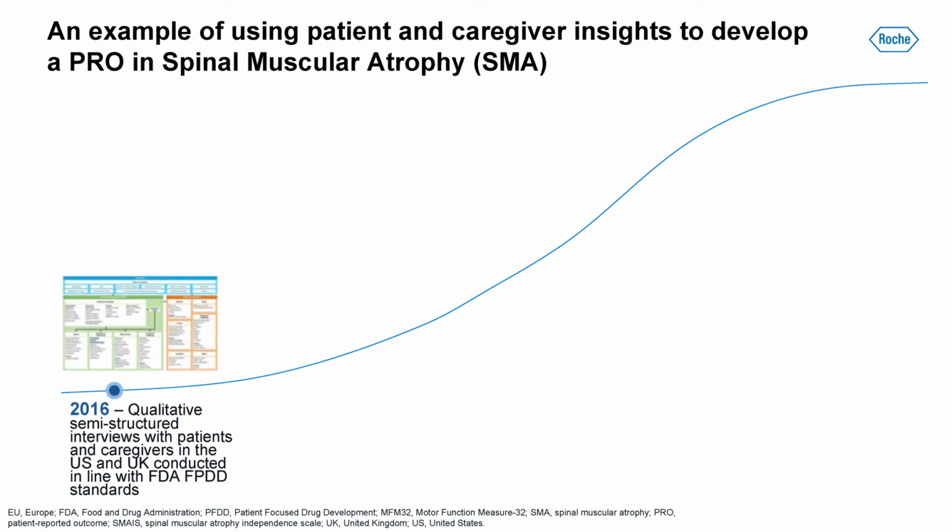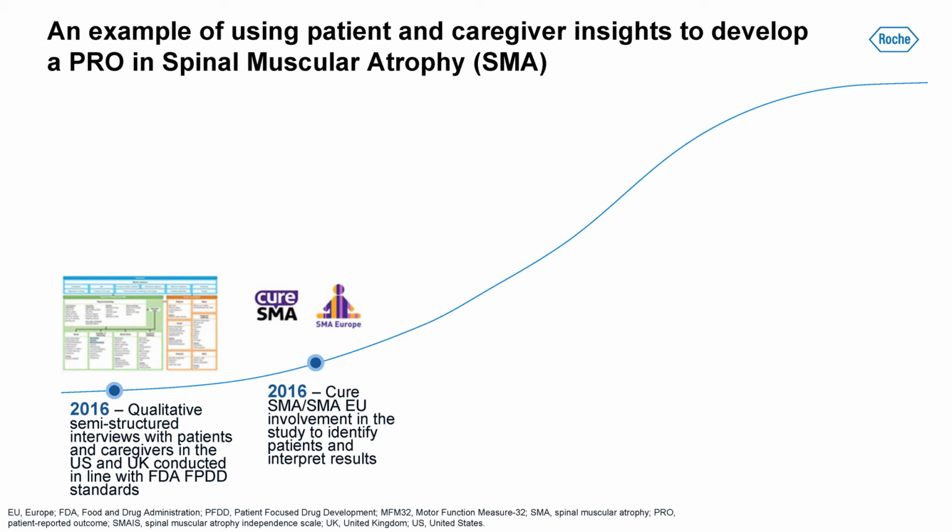It started with qualitative semi-structured interviews with patients and caregivers in the US and the UK. What you can see there in the small icon is the result of this work, which was the development of a conceptual model. A conceptual model is a visual depiction of the disease experience that comes from the patient perspective, so the symptoms and impacts that are experienced. This work involved other industry collaborators, clinical experts, and also patient advocacy groups, including Cure SMA and SMA Europe, who were involved in the study to identify patients and ensure the appropriate interpretation of the results.